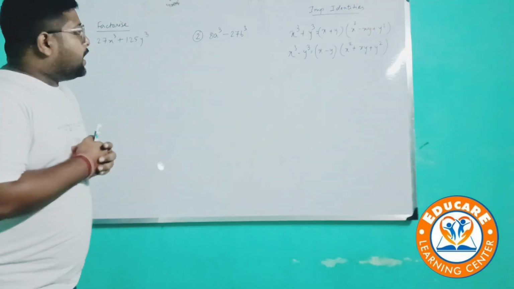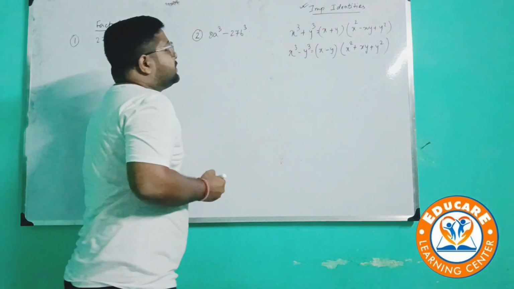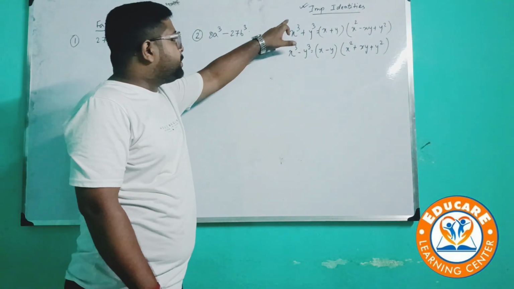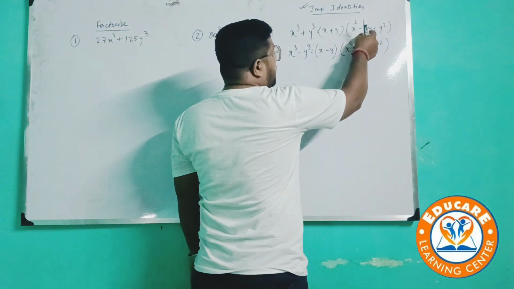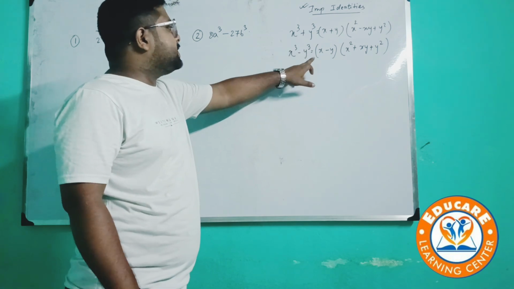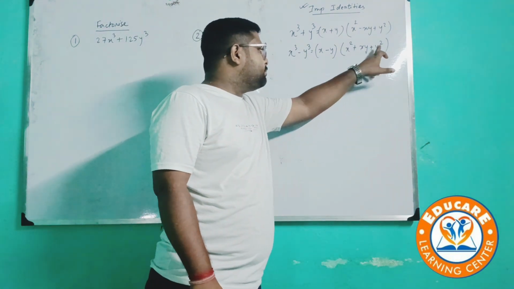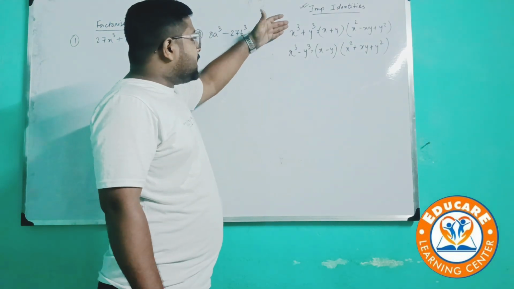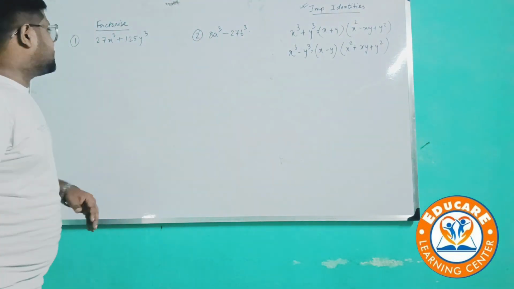Today we are going to understand a very important algebraic identity which says x cube plus y cube is equal to (x plus y)(x square minus xy plus y square), and x cube minus y cube is equal to (x minus y)(x square plus xy plus y square). Now let's see how we can implement these two identities in the above equations.